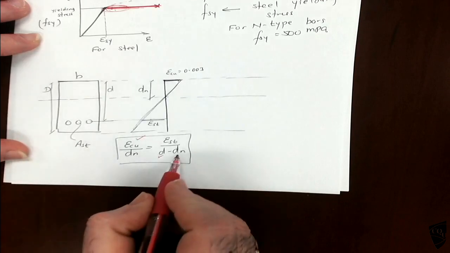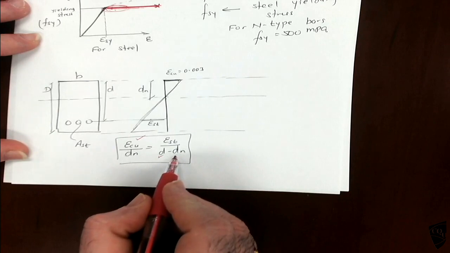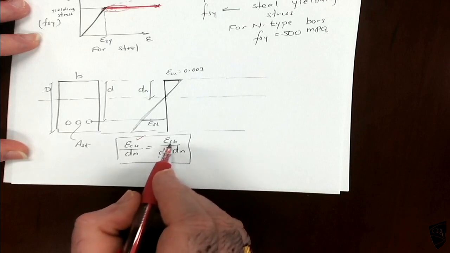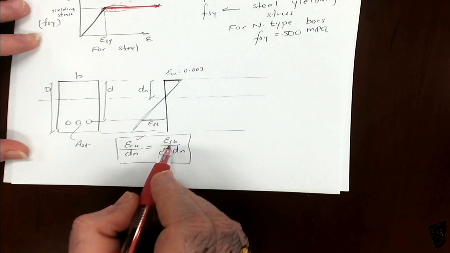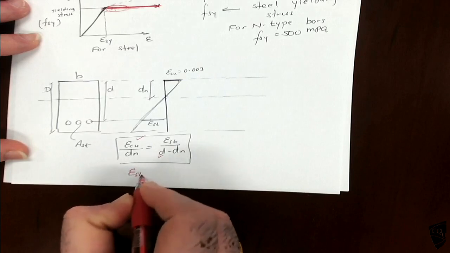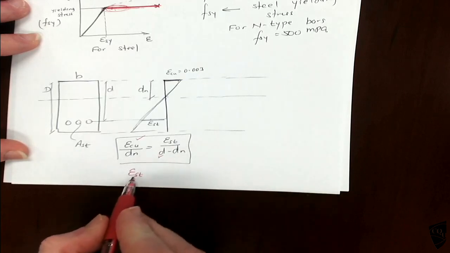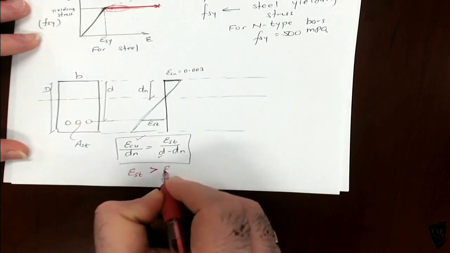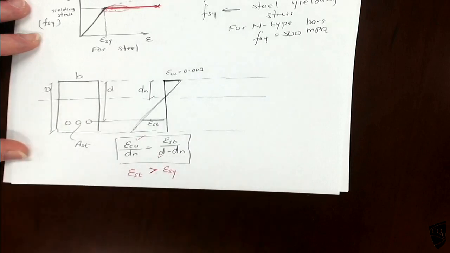So if you know dn, the depth of the neutral axis, which I don't have at the moment, you should be able to calculate the strain in the steel. Okay, the strain in the steel. So epsilon ST, the strain in the steel, should be larger than the yielding strain. That is the requirement.